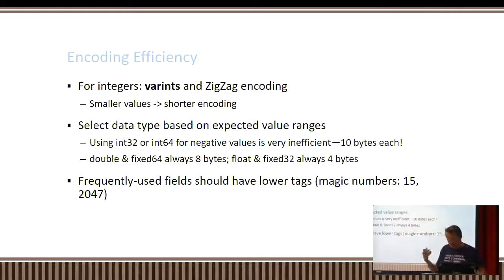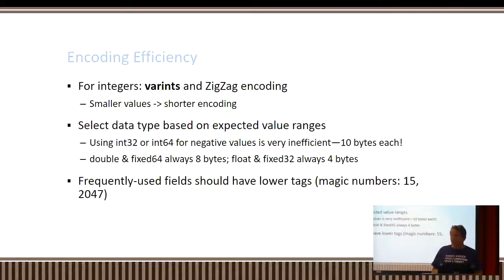And as I mentioned before, the selection of the data type makes a big difference in how efficient the encoding is. So if you use an int32 or int64 for negative values, protobuf is going to encode those using 10 bytes each for the int64 case, and maybe even the int32 case. So definitely you need to make some intelligent decisions about your type of data, your representation of your data.